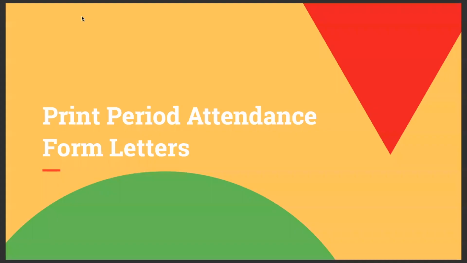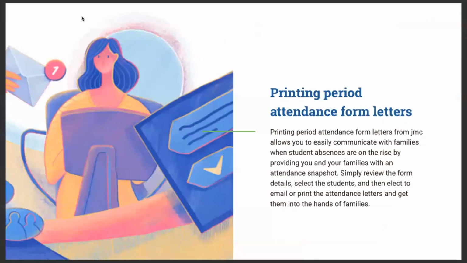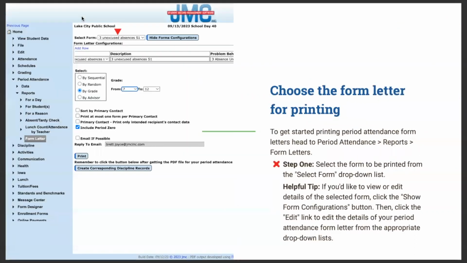Perfect. So now printing those attendance letters, and it's going to work the same for both AM, PM, and period attendance. So printing period attendance letters from JMC allows you to easily communicate with families when student absences are on the rise by providing you and your families with an attendance snapshot. Simply review the form details, select the students, and then elect to email or print the attendance letters to get them into the hands of families.